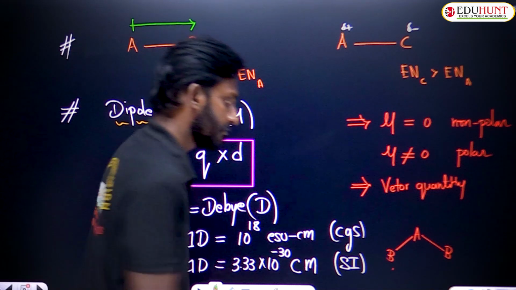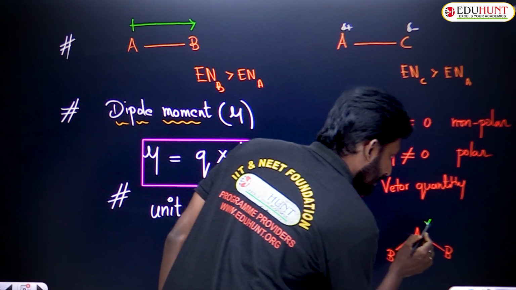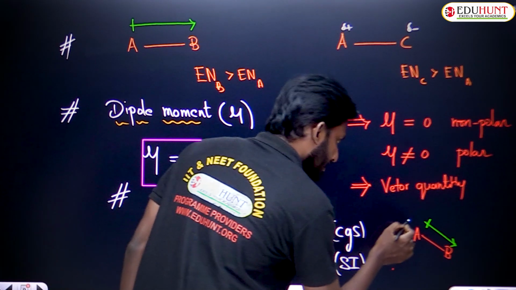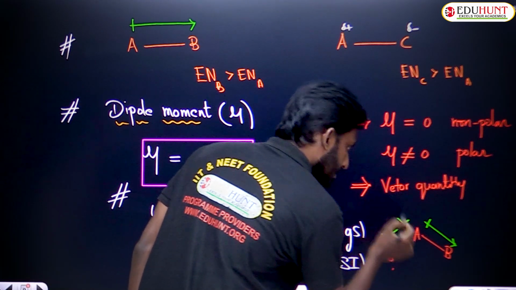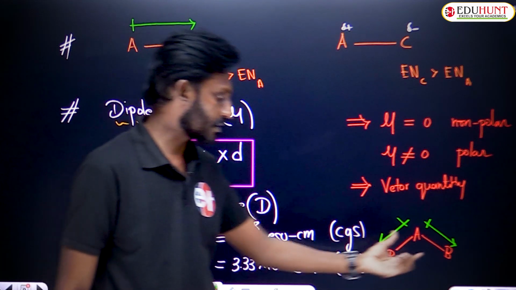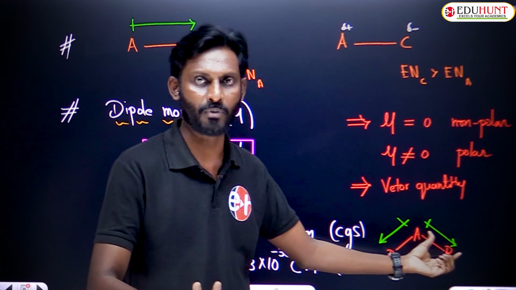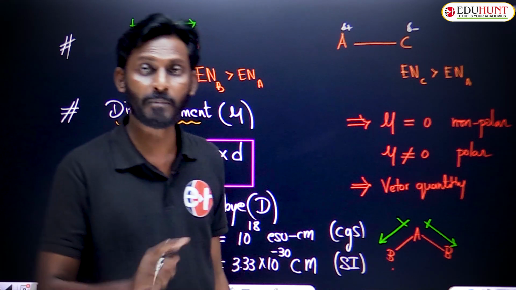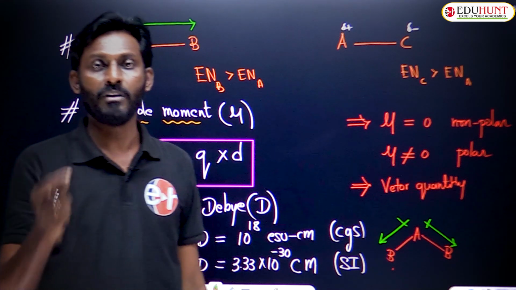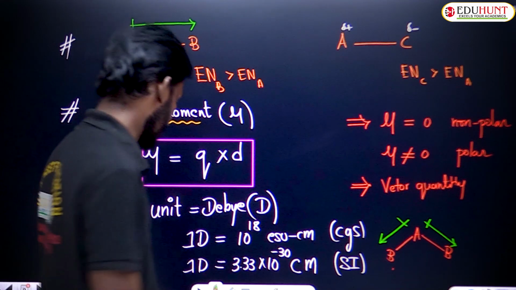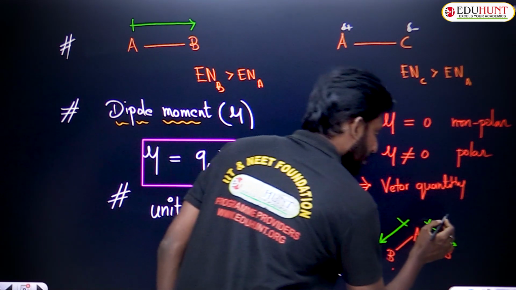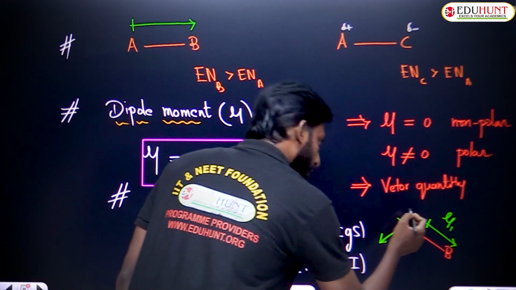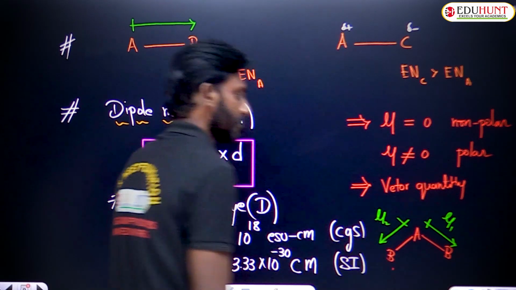Now for this bond, the dipole moment is in this direction, and for this bond, the dipole moment is in this direction. If you are talking about this bond, it is a polar bond, it has polarity. This bond, yes, polar. But the point is, for the overall molecule, what is the dipole moment? The dipole moment of this bond you can call mu1, and the dipole moment of this bond you can call mu2.